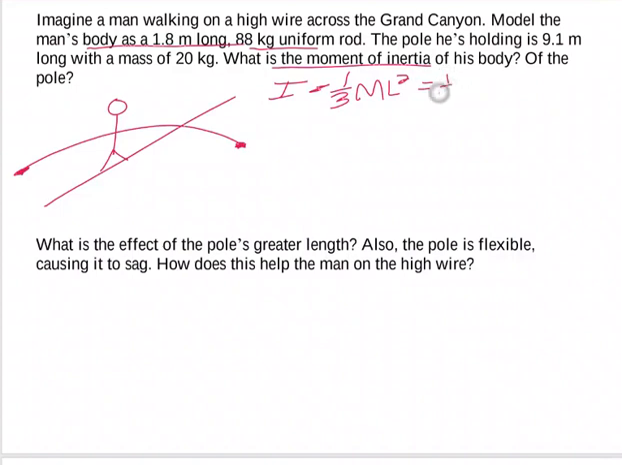So we have 1/3. The mass they said was 88 kilograms. Yes, 88 kilograms. And then 1.8 meters squared. And that's just a simple calculation. So what do we get? I gotta whip out my handy dandy calculator. 95.04. Okay, so that's going to be 95 kilogram meters squared.